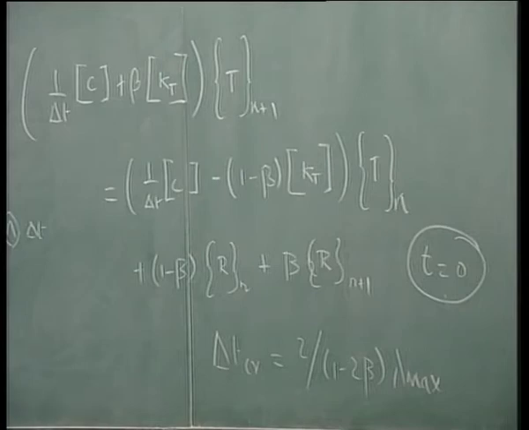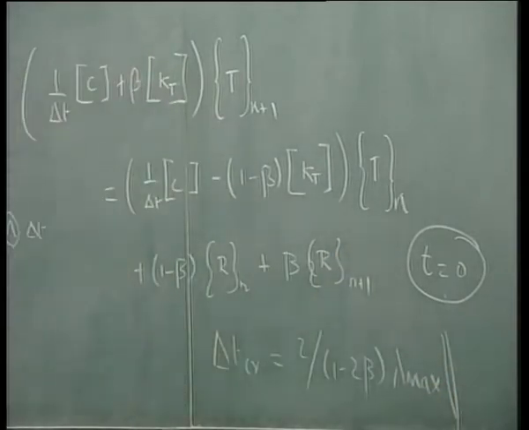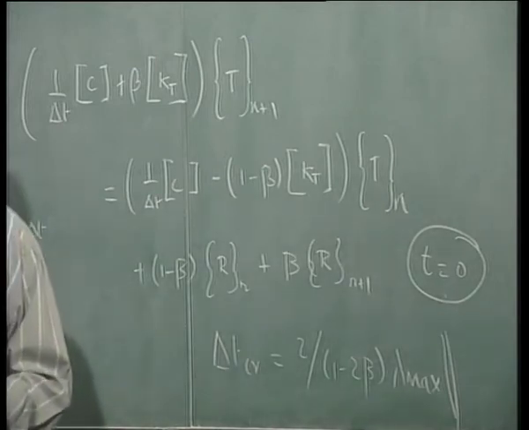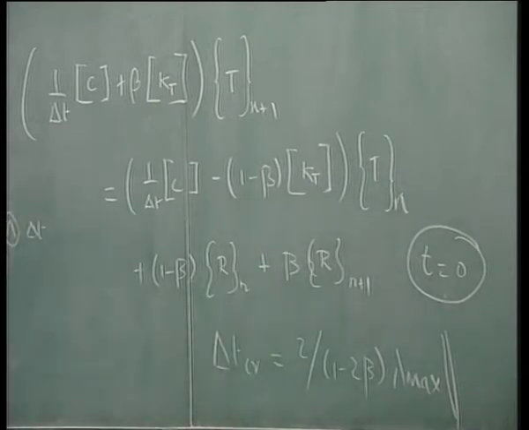Nevertheless, what I want to state is that this lambda max has a role to play, and delta t critical is important when beta is less than half. But usually when we use beta equal to half, which is the trapezoidal rule, then this issue does not come about. Okay. So far it is quite clear.